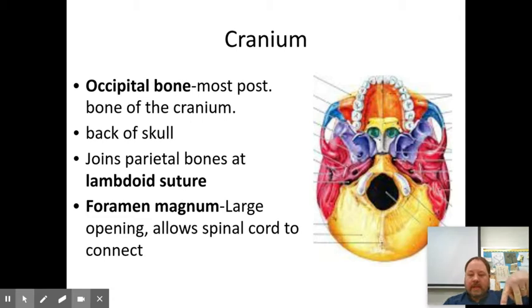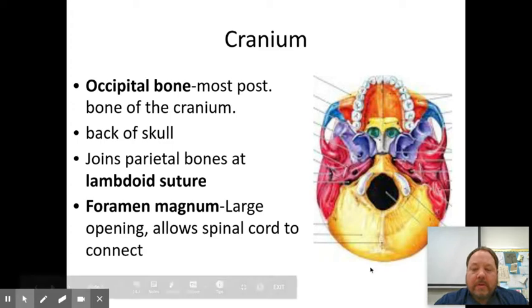The Greek symbol lambda is sort of like an upside down Y. So if you look at the back of the skull, between the coronal suture and the occipital bone, you'll see this upside down Y looking suture, and that's the lambdoid suture.